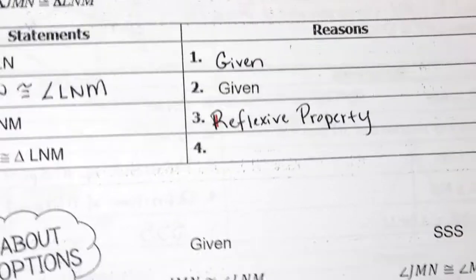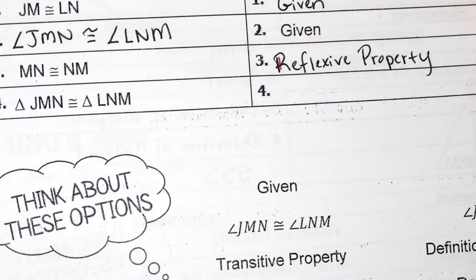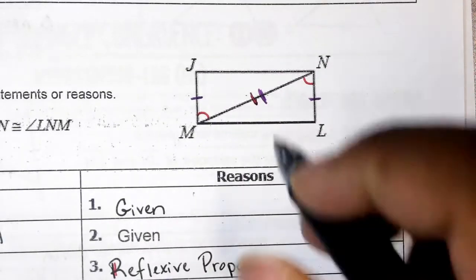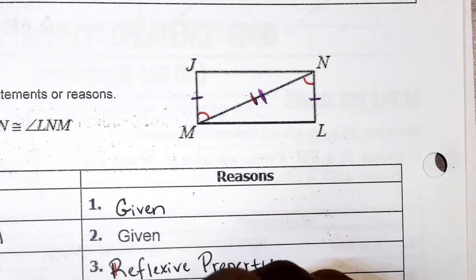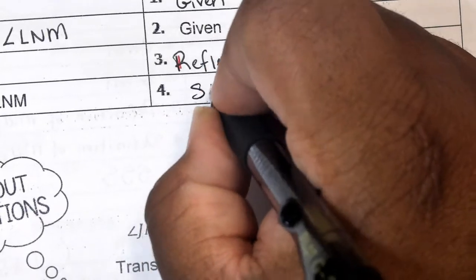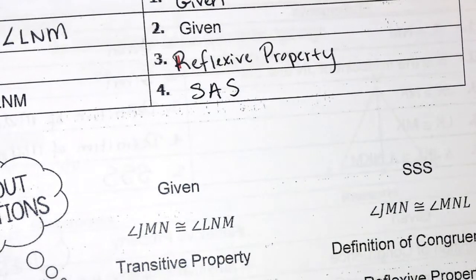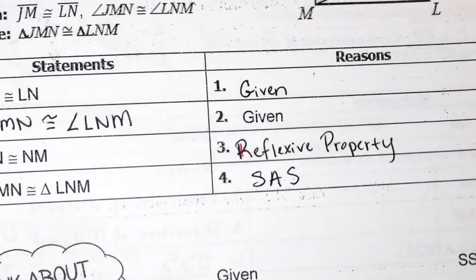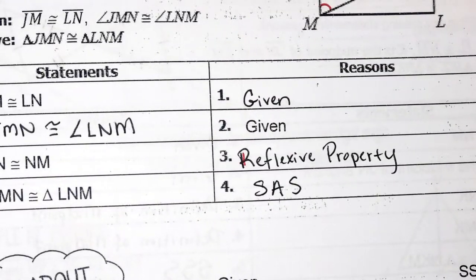Alright, so we worked our way through now. Triangle JMN is congruent to triangle LNM. If you look at the figure the way we marked it, you should read side angle side congruency. SAS. That's a side angle side proof. Moving on.